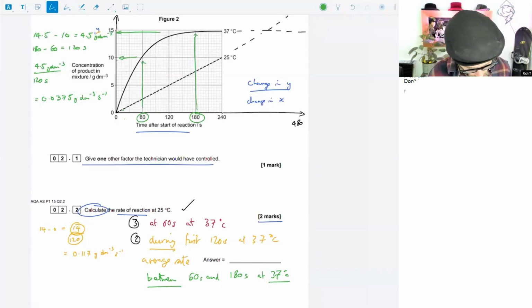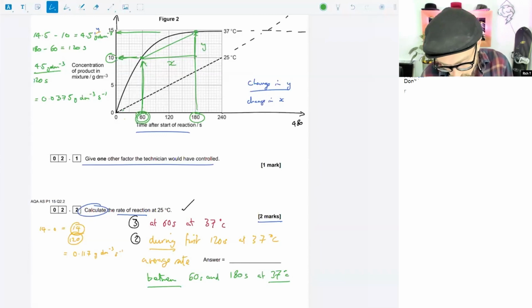But okay, so between 60. So now we start at 60. We read up and read across. So that gives us 10 grams per decimeter cubed as our starting point. And then our ending point is here. So it's effectively a straight line between here and here, with our change in y divided by our change in x. And this I got as 14.5.